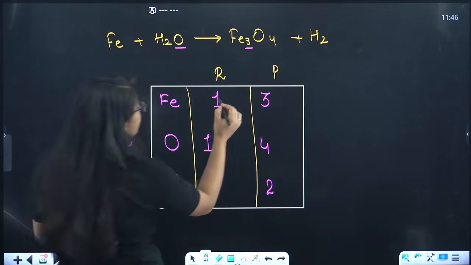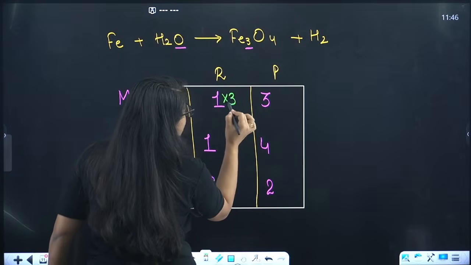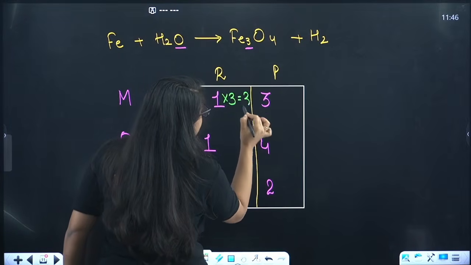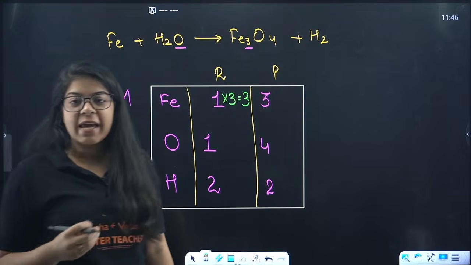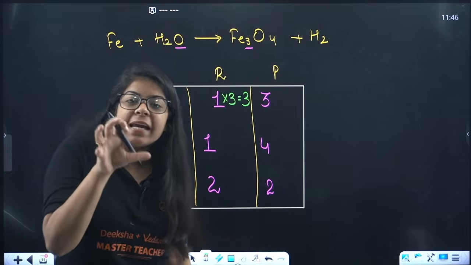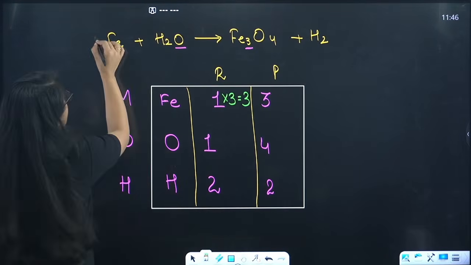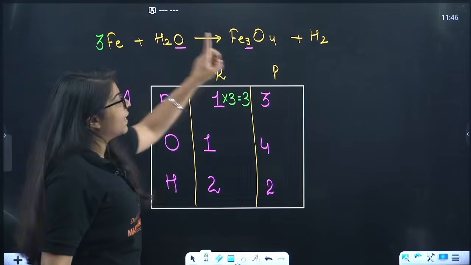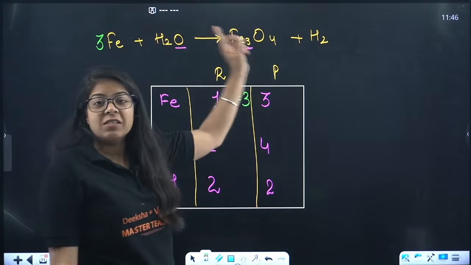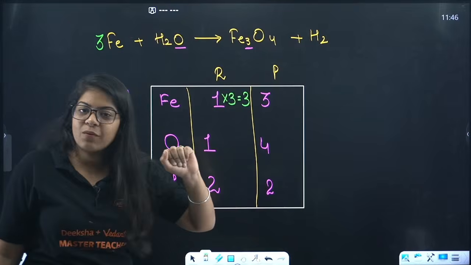So beta, I can only multiply this with 3. So 1 into 3 is 3. Basically what I'm trying to say is, I am taking 3 elements of iron in the reactant, okay? And then only will I get Fe3O4, and the products and reactants will be balanced, okay?